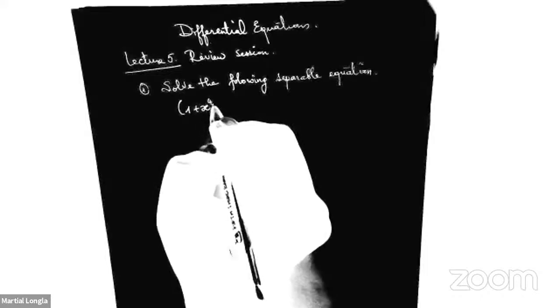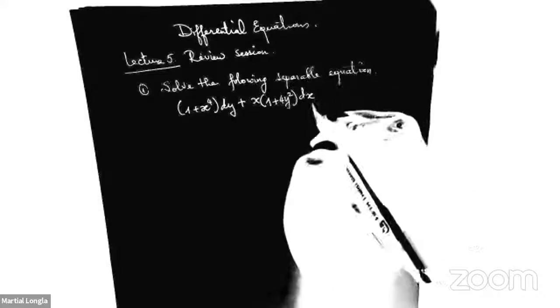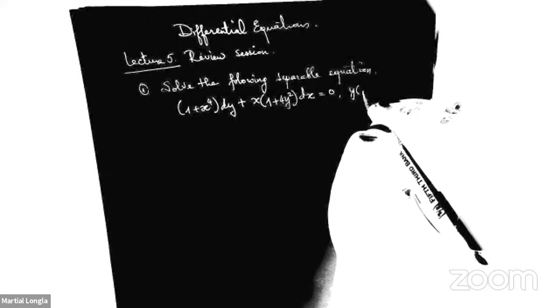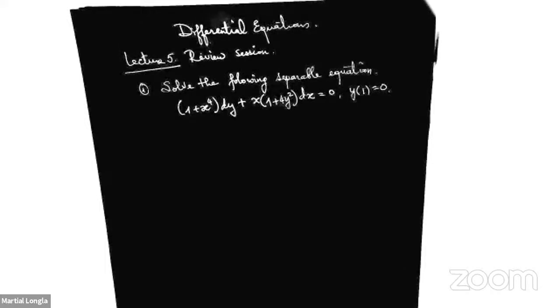So we have (1 plus x to the 4th) dy plus x times (1 plus 4y squared) dx equals 0, y of 1 equals 0. So this is the first problem we have, and that's a separable equation. And we need to solve this equation.